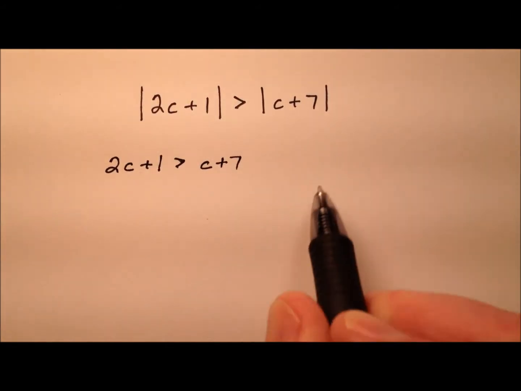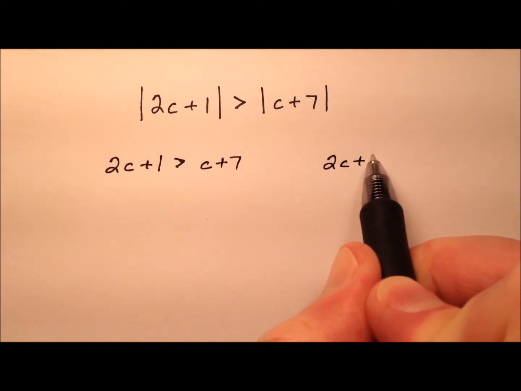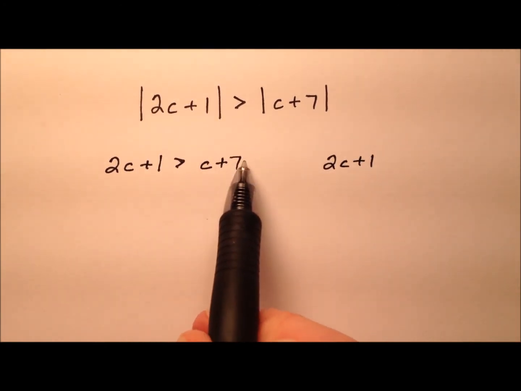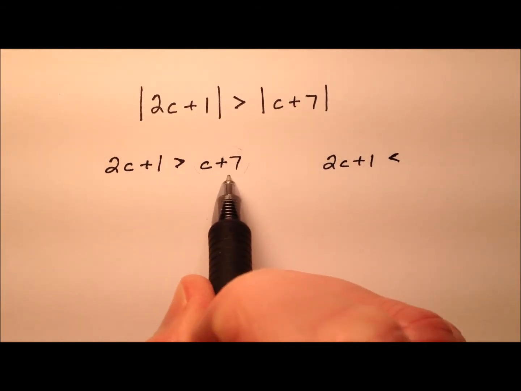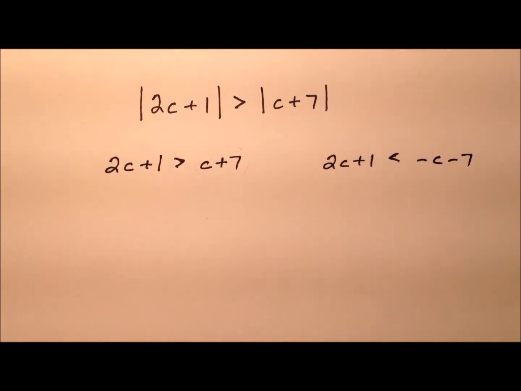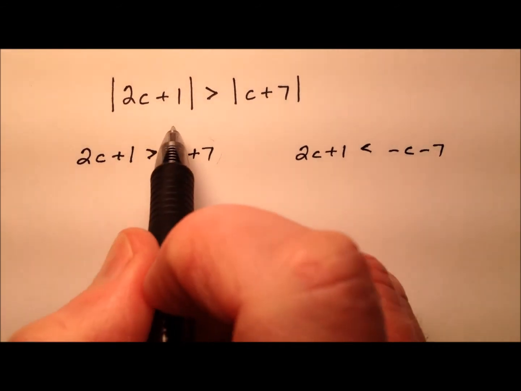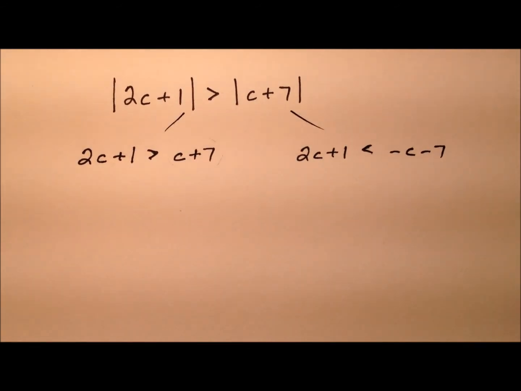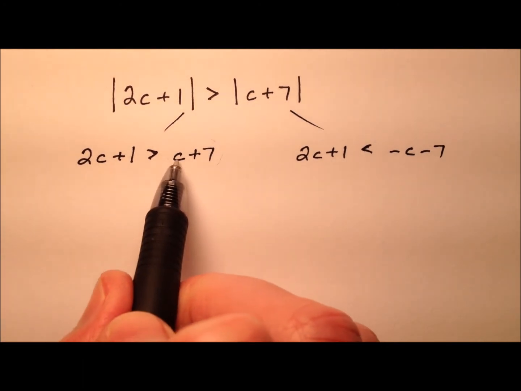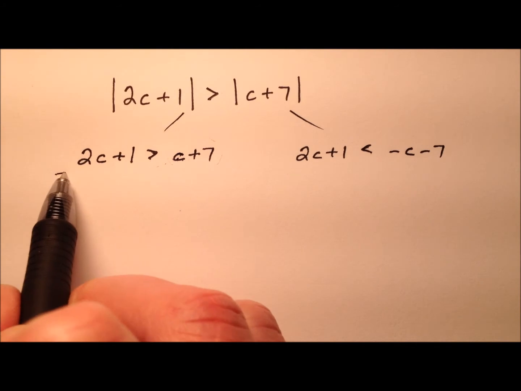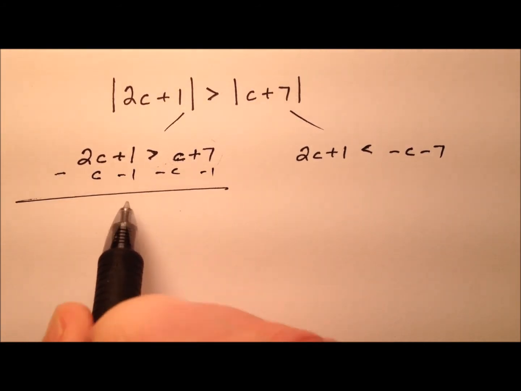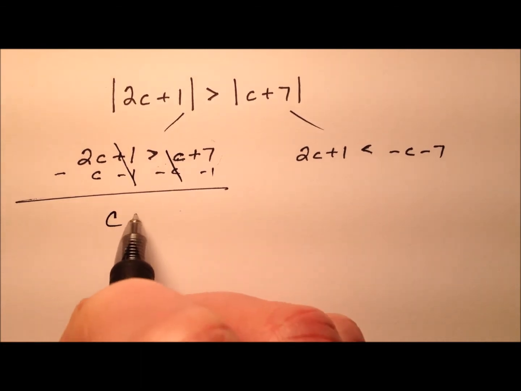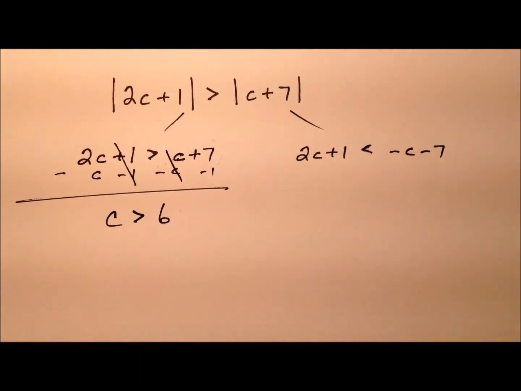+ 7. And I'll also say 2c + 1 is, and remember when I do the negative side, you have to flip the sign of the inequality, and I'll negate both of those, so -c - 7. That's the way we can divide this up into two separate inequalities and solve each one independently for our answers. So this positive c here will come over here to be a negative c, and the positive 1 I can subtract 1. So it looks like I'll have c is greater than 6.